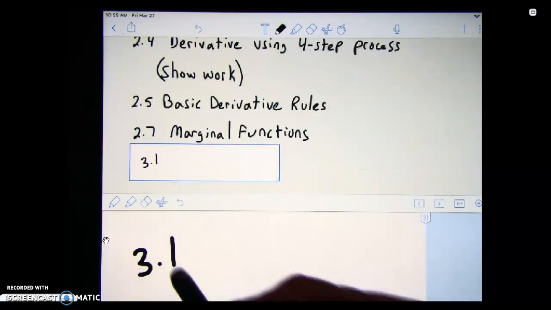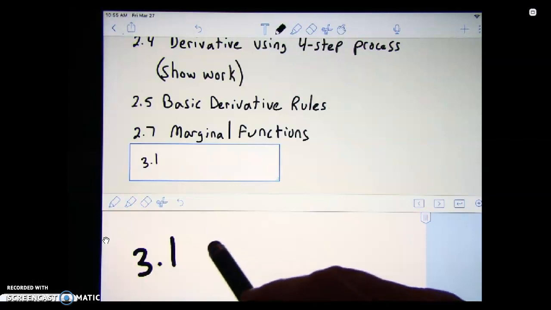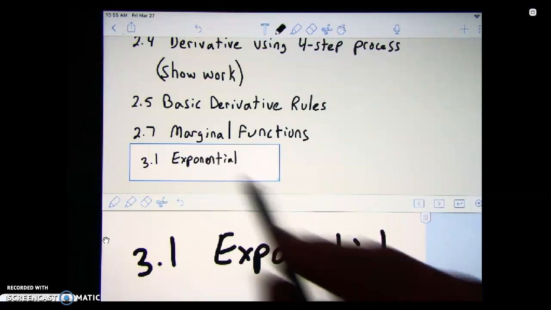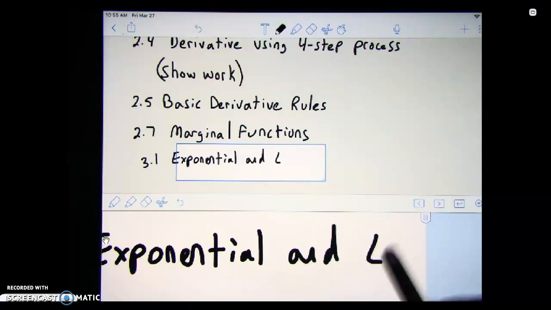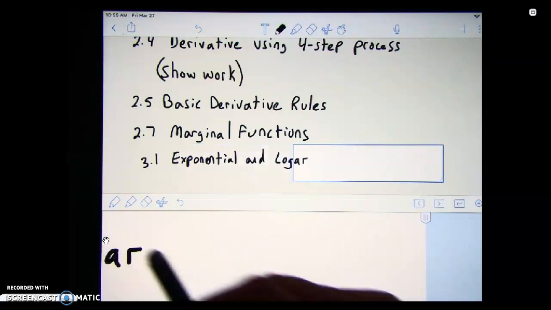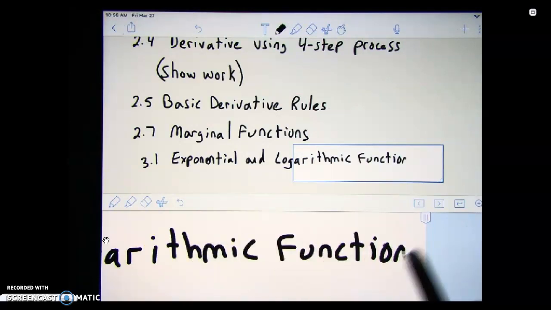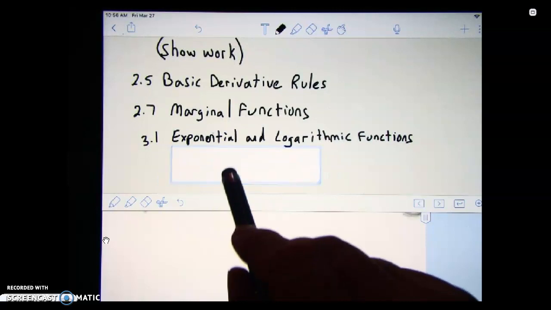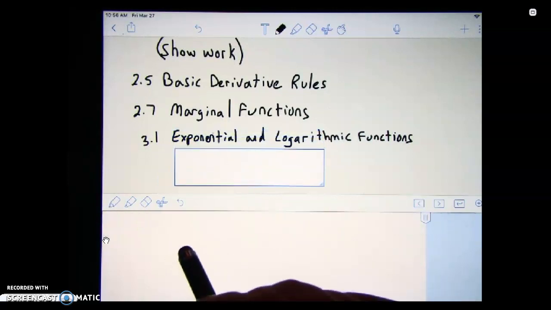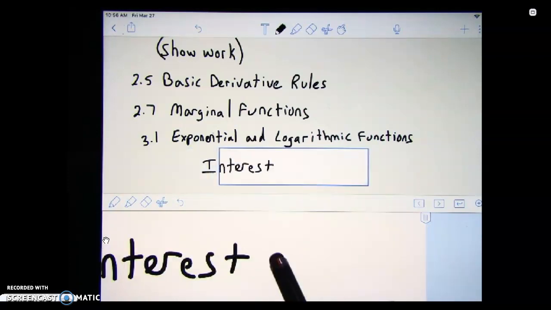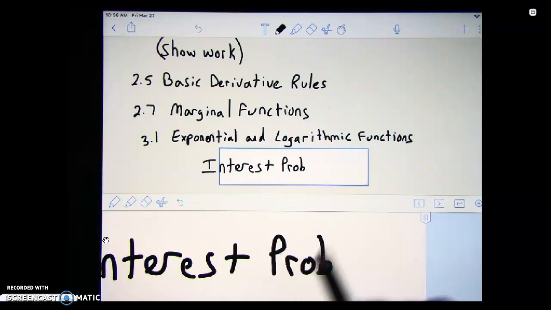In 3.1, we talked about exponential and logarithmic functions, and reviewed what they were. Particularly, we started looking at some interest problems, and that's what you can focus on out of 3.1: solving some of those interest problems.